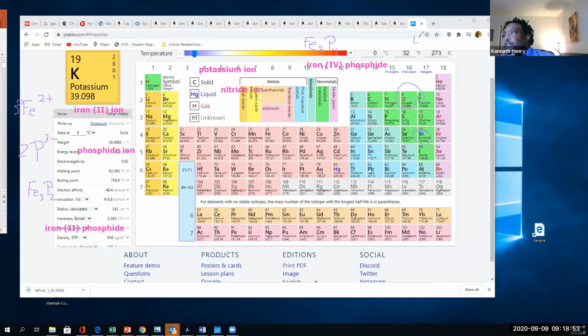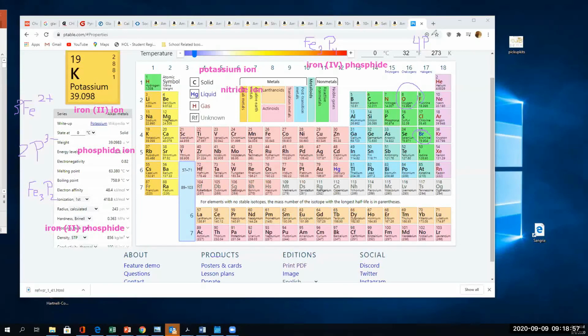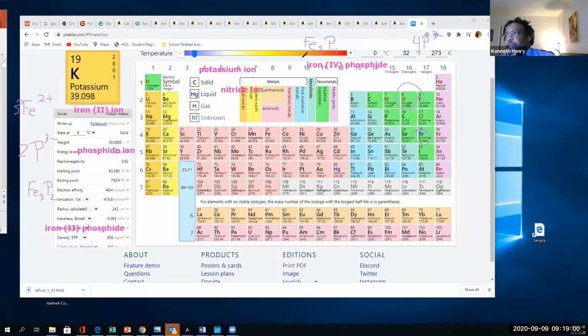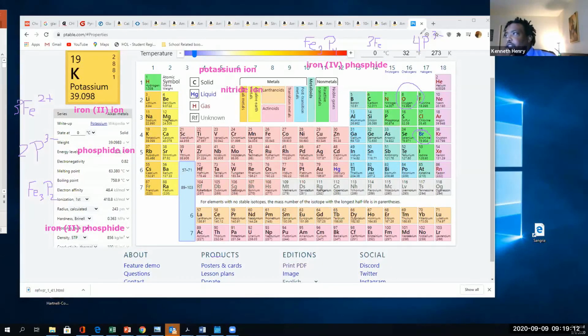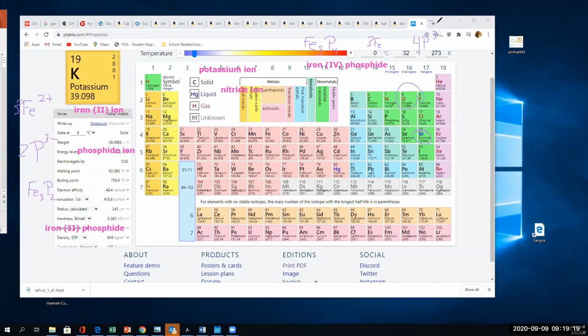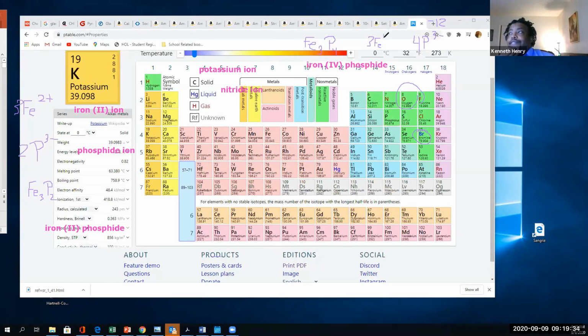We know that each phosphide has what charge associated with it? -3. Okay. So then how many irons did we have? 3. So what must be the charge of each of those irons for this to balance out? We have 4 times -3, which is -12. So if we have 3 irons, what must be the charge of each iron to balance out that -12? +4. Okay, so then it has to be plus.